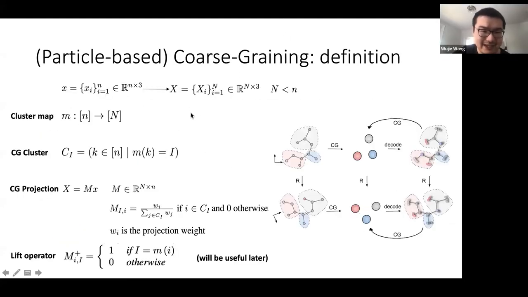Sorry for the confusion. So the big X is a coarse grain coordinate and the small X is the fine grain coordinate. This might be a little counterintuitive.